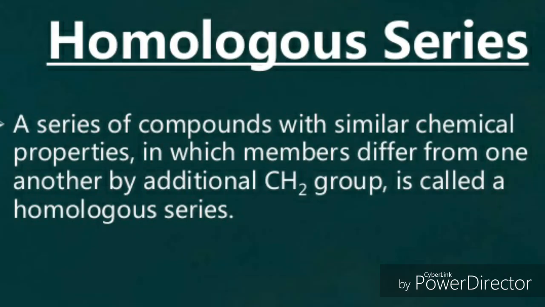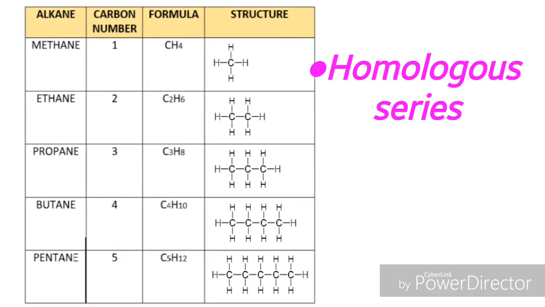Homologous series is a series of compounds with similar chemical properties in which members differ from one another by an additional CH2 group. In this picture, you can see some examples of homologous series: alkanes, methane, ethane, propane, butane, and pentane. Here, from methane to pentane, the successive compounds differ by a CH2 unit.